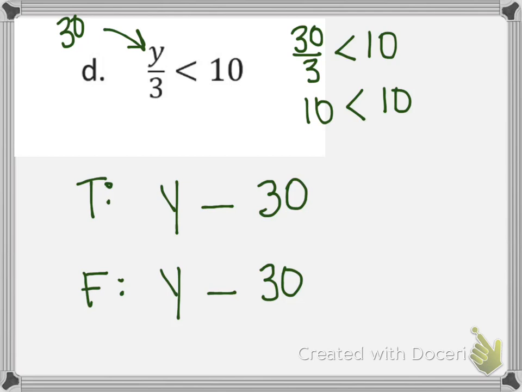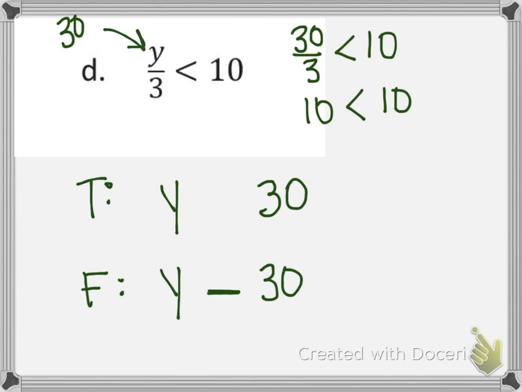That's false. 10 is not less than 10. So the equal sign goes on the false side. That means I've got to get rid of this one. The equal sign goes on the false side because if y is equal to 30, we get a false statement. All right?